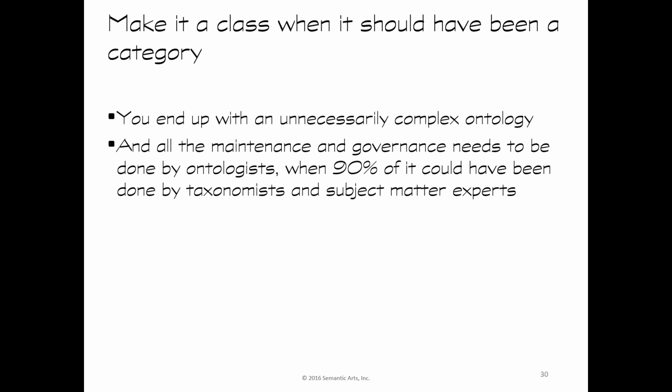You end up with an unnecessarily complex ontology. So instead of having a few hundred concepts, you'll have a few thousand. And there's a huge difference between a few hundred and a few thousand. Most humans can get their heads around a few hundred things. Very few people can really internalize and understand and organize thousands of classes. You end up piecing it and doing all that kind of stuff.